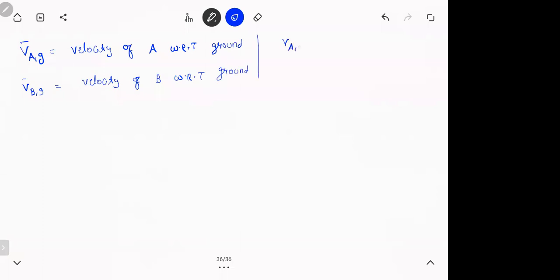If I say VAB, it means velocity of A with respect to B. Whoever is last is the observer. If I say VBA, it is velocity of B with respect to A. These are the symbols we use normally. So anytime you see VAB is 10, he's telling you velocity of A with respect to B is 10, not with respect to ground. But if I simply say VA is 10, it means velocity of A with respect to ground is 10. We generally don't write that G.